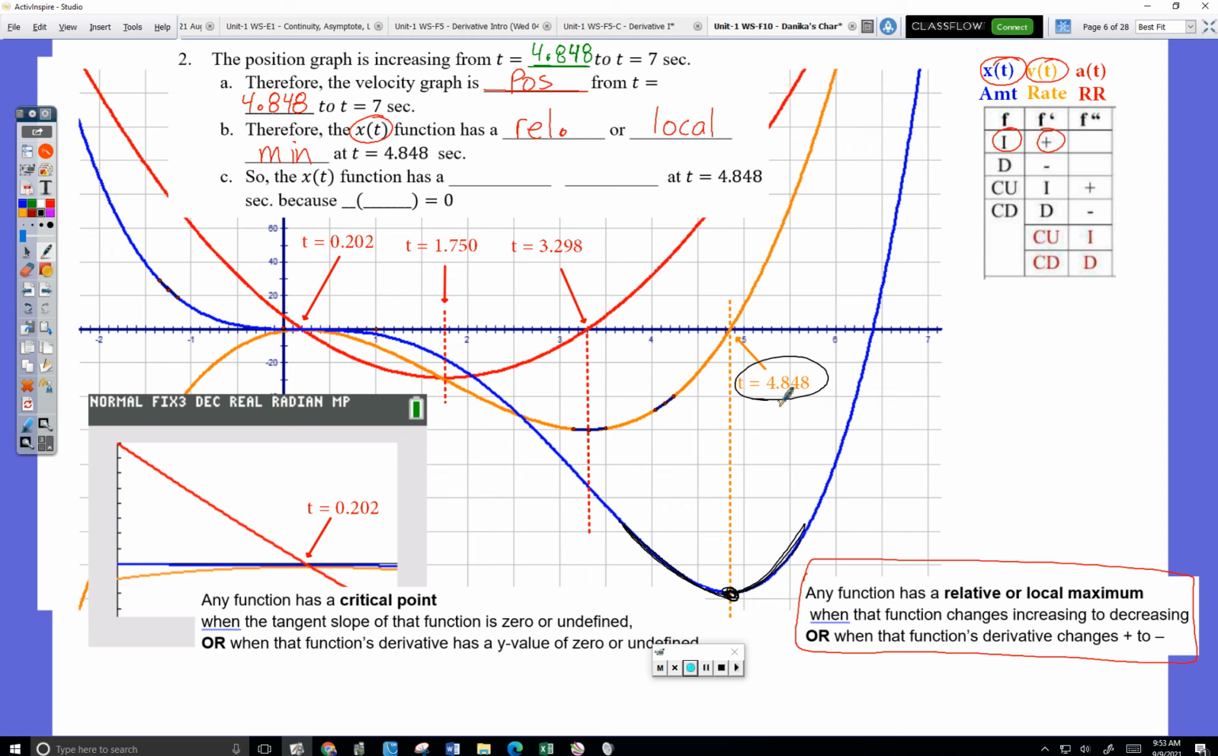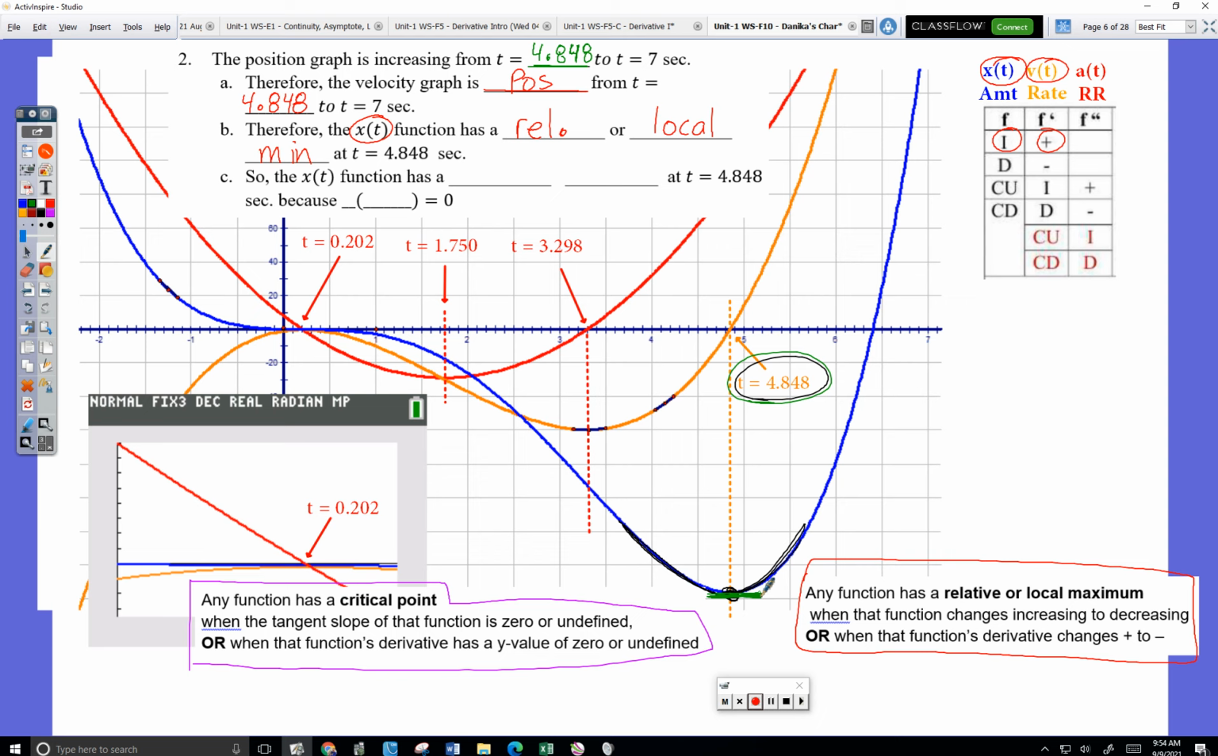Cool. Here's the correspondence. Oh no, sorry, different definition. So also on your pink sheet, there's this one here. Memorize this. Any function has a critical point when the tangent slope of that function is either 0 or undefined. So right here, at this time, the tangent slope right there is 0. That means the position is not changing at that moment. That exact moment the particle is stopped.